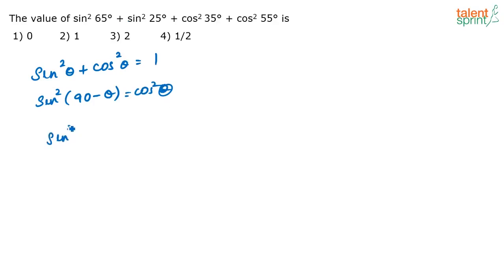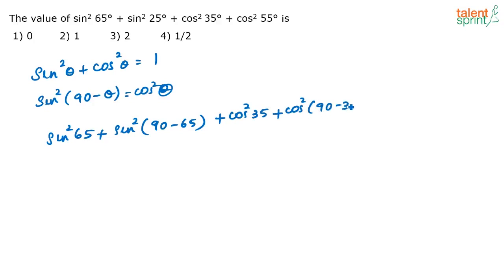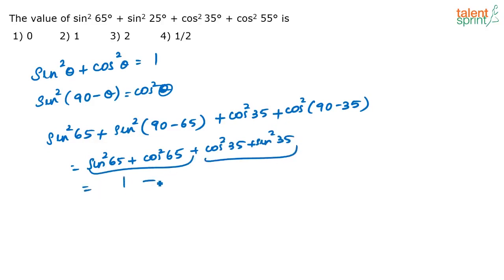So this is nothing but sin square 65 plus, what is sin square 25? Sin squared of 90 minus 65. Yes, 25 is nothing but 90 minus 65, plus cos square 35 plus cos squared of 90 minus 35. So this is equal to sin squared 65 plus cos squared 65 plus cos squared 35 plus sin square 35. So this is equal to sin square 65 plus cos square 65, which is 1, plus this, which is 1. So the answer is 2.